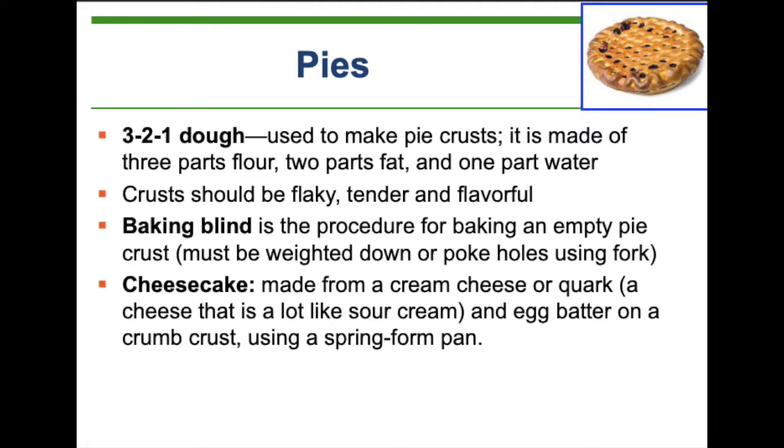Baking blind is when you bake an empty crust, when you have to poke holes using a fork, and for extra insurance, you should weight it down with some pie weights too. Some makeshift pie weights that you could use would be parchment paper with some rice on top of it, or something that won't burn necessarily in the oven.